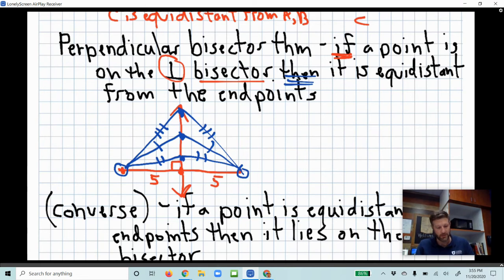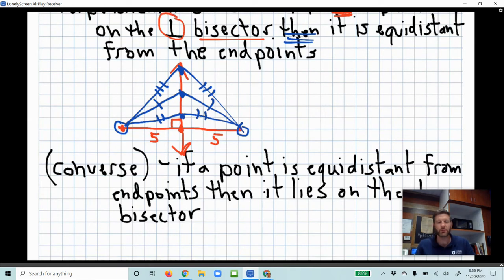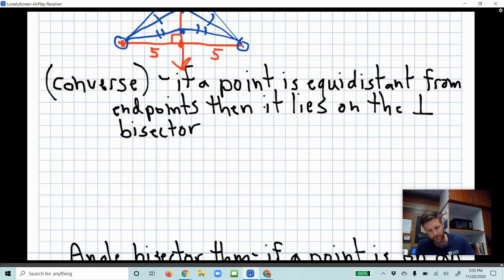Then you have the converse. And so again, the converse is just going to switch the if and the then. So it's the same idea, but you can just realize it's the same as true. So if the red is, this time, if a point is equidistant from the endpoints. So say we have something like this. 1, 2, 3, 4, 5, 6. So I'll make it a little smaller.